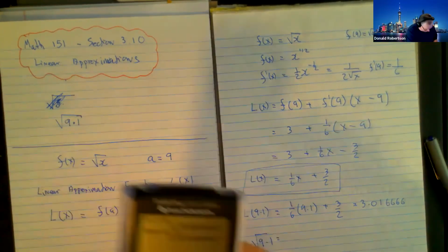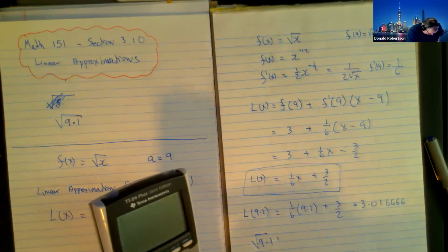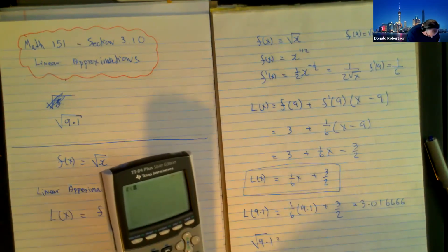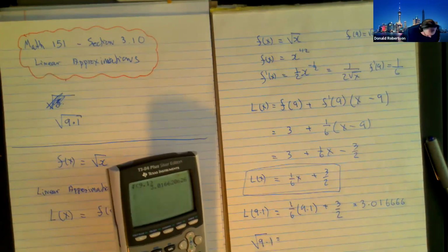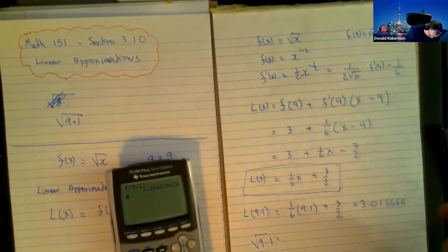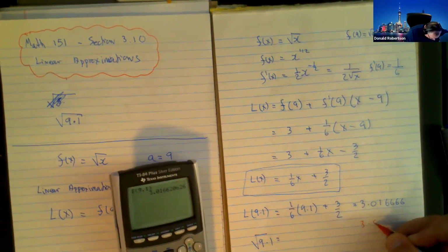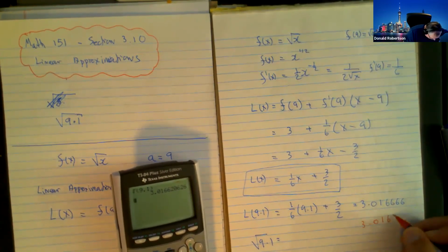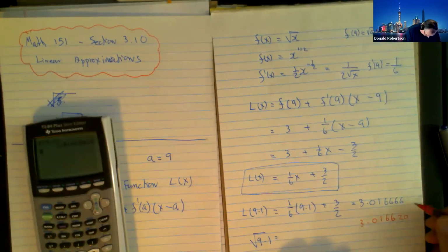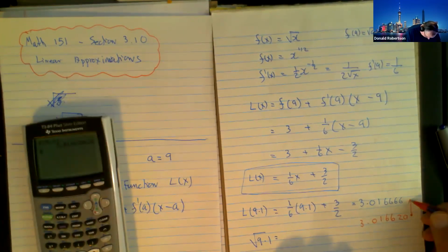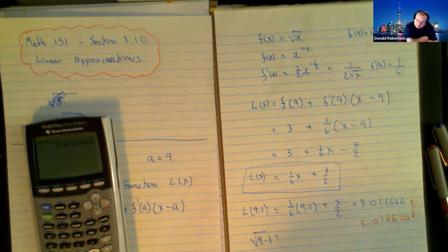The real answer to the square root of 9.1 is 3.016620. Would you agree it's not perfect, but it's a pretty good approximation?